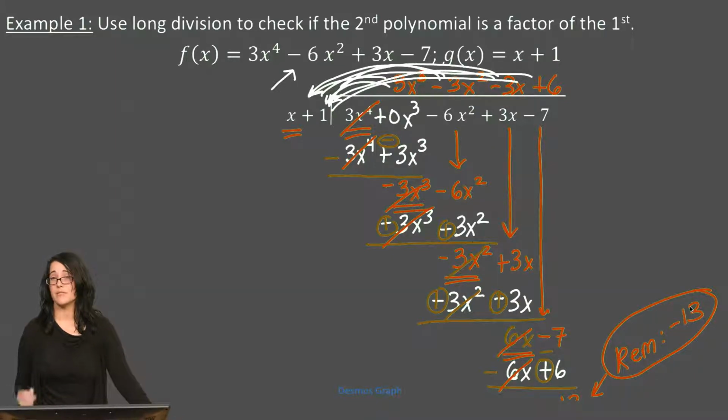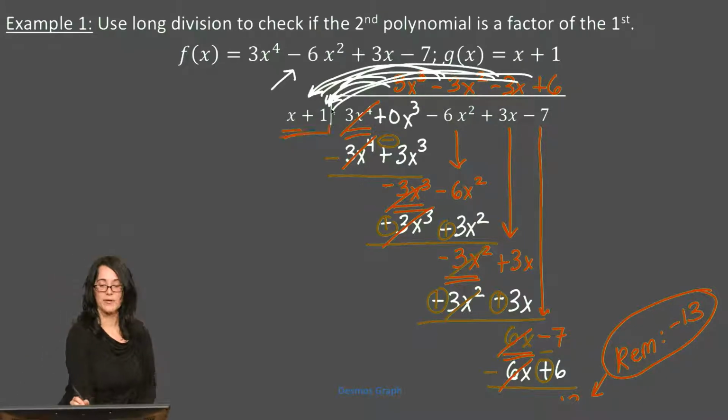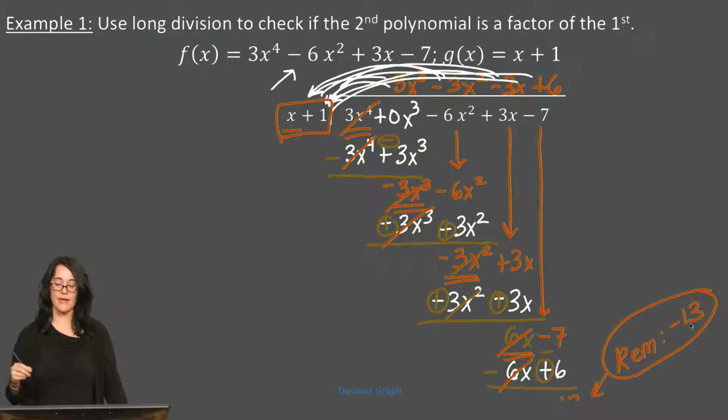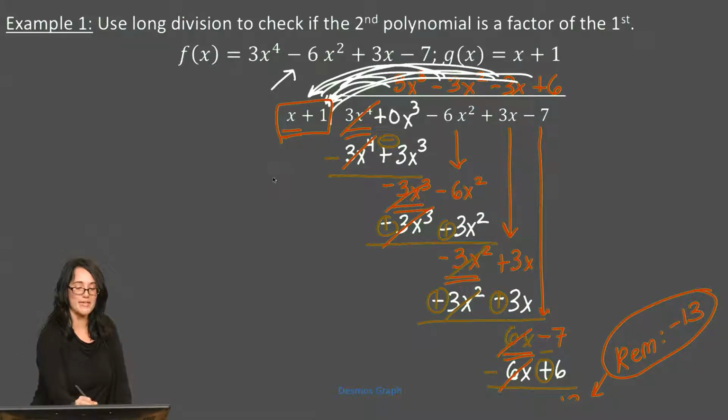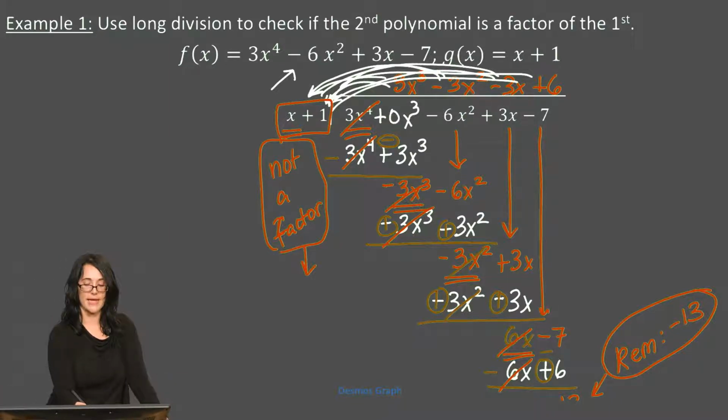If that remainder is not 0, that's telling us something. That's right, it's telling us that x plus 1 does not go in evenly into this polynomial. In other words, if x plus 1 is not a factor, which is what this is telling us, the factor theorem would then tell us that -1 is not a real 0 or an x-intercept.